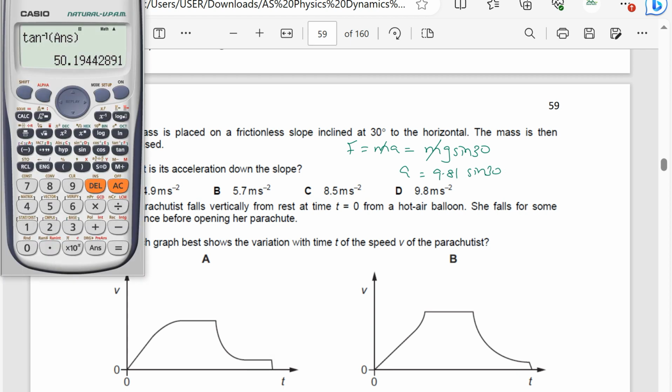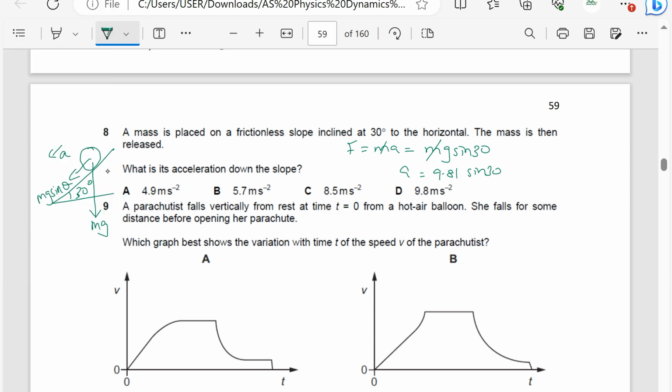So I'm dividing 9.81 by 2, 9.81 sine of 30, that is 4.905, which is 4.9. So the answer is going to be A.